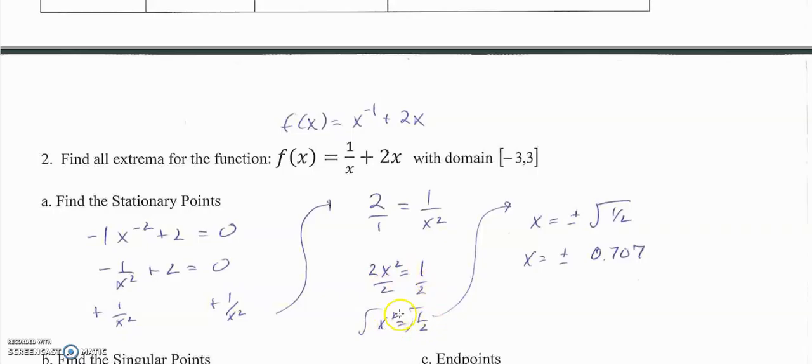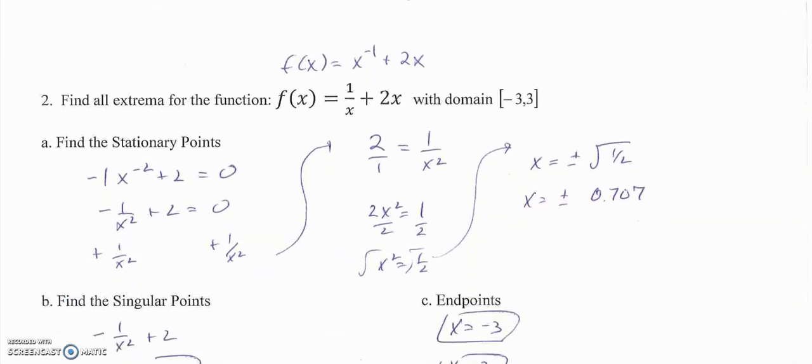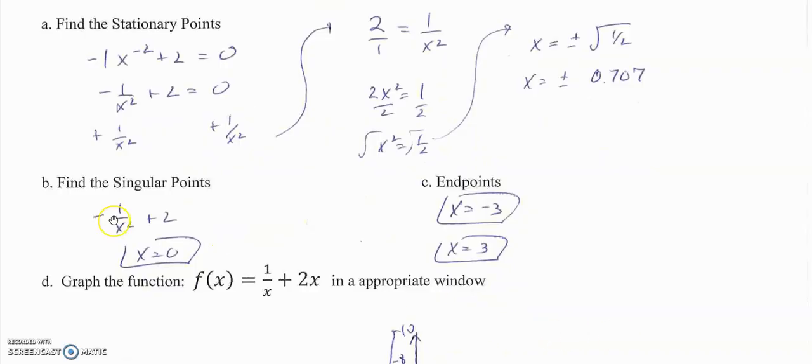And to turn x squared into x, we take the square root of both sides, which gives us x equals plus or minus square root of 1/2. Square root of 1/2 is 0.707, so we have x equals plus or minus 0.707. For singular points, we look at the derivative, negative 1/x squared plus 2, and a number that would make this undefined would be 0, so we have a possible singular point at 0.